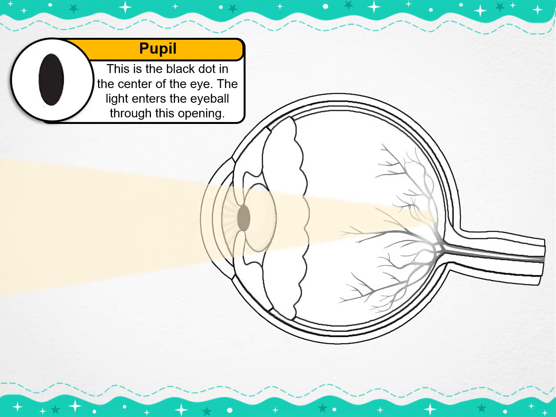Pupil. This is the dark circular shape at the center of the eye. It is nothing more than a black hole that allows the light to enter the eye.